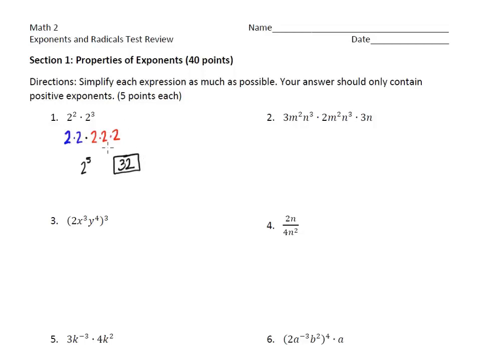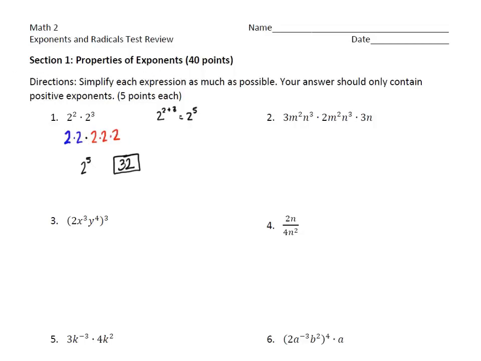Okay, so the trick here, the property, is: if two exponential expressions are being multiplied together and their bases are the same, you can add the exponents. So it's 2 to the 2 plus 3, that's the same thing as 2 to the 5th power. So that's the trick, but sometimes it's just nicer to expand them out.